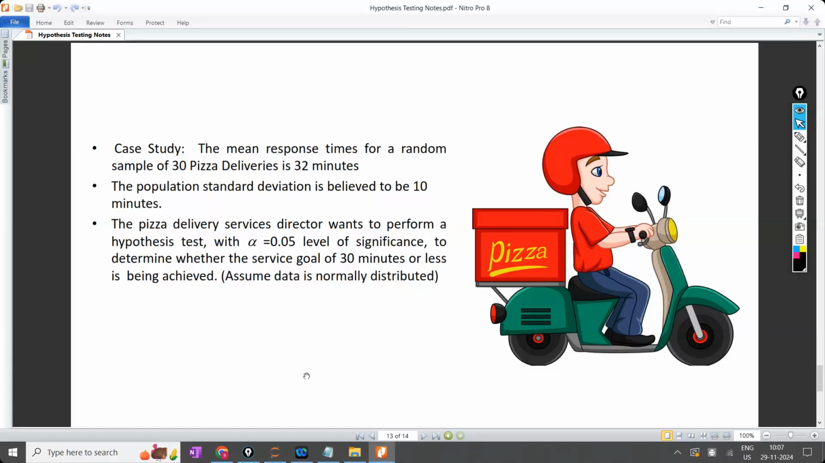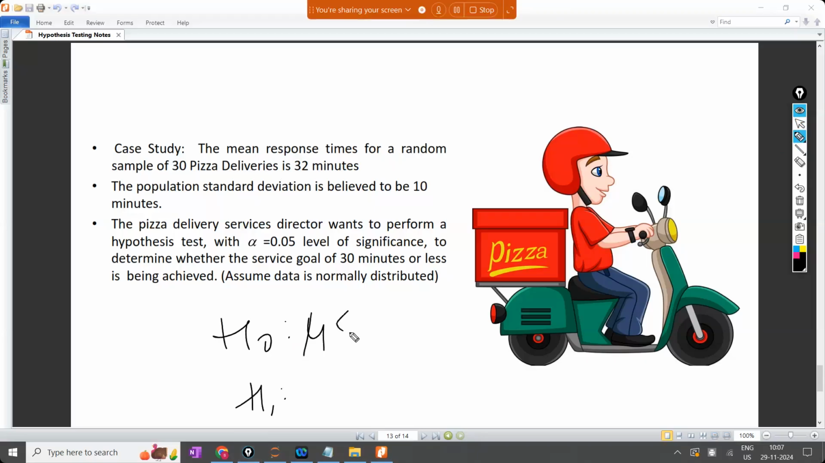Null hypothesis. What is the null hypothesis? Already have written the answer in the notes first. If 30 minutes or less, okay. What about the alternate?